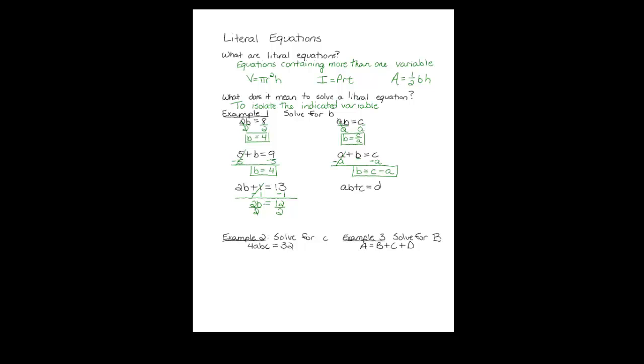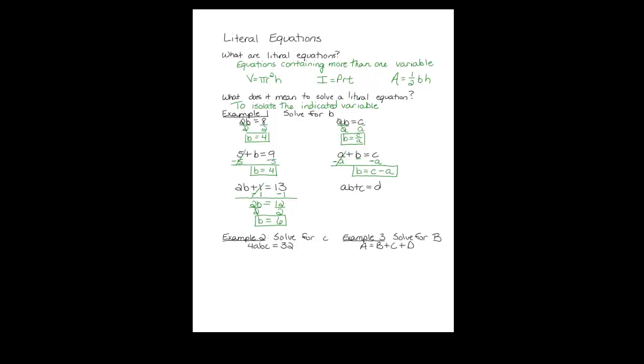2 divided by 2 cancels and gives you 1. So 1b, or just b, is equal to, and again, see if you can reduce or simplify on the right. 12 divided by 2 is 6. So our answer would be b is equal to 6.